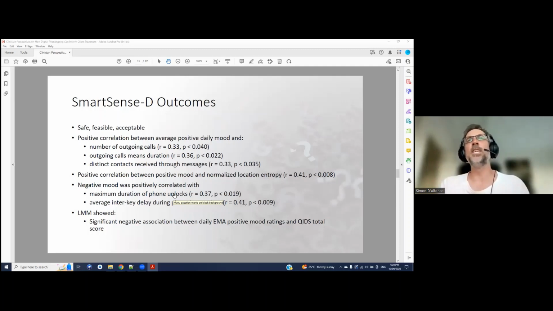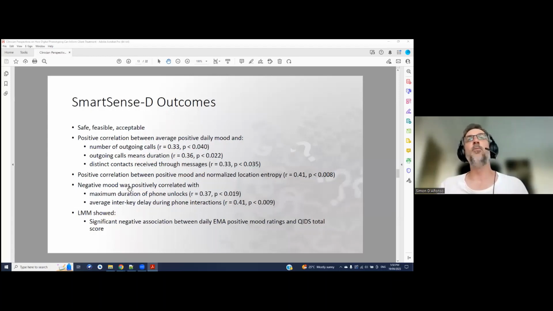We found a positive correlation between average positive daily mood, as measured by the EMAs, and these three things: the number of outgoing calls, mean duration, and distinct contacts received through messages. So it's indicating that the more social interactions you have, and largely our social interactions are mediated by phones these days, maybe there's more of a tendency to have in general, more positive daily affect. A positive correlation between positive mood and normalized location entropy.